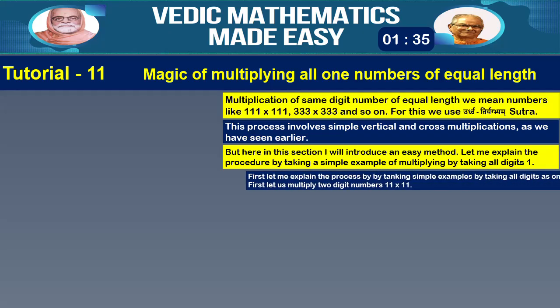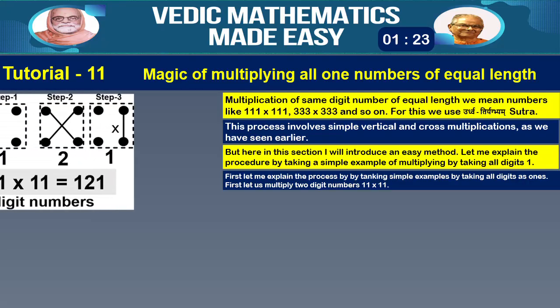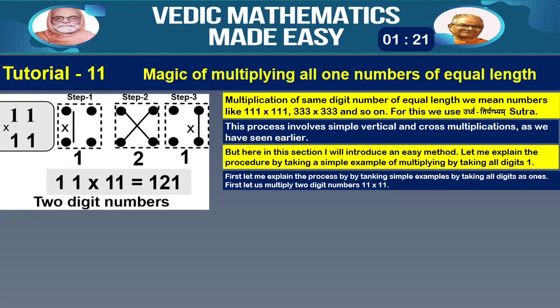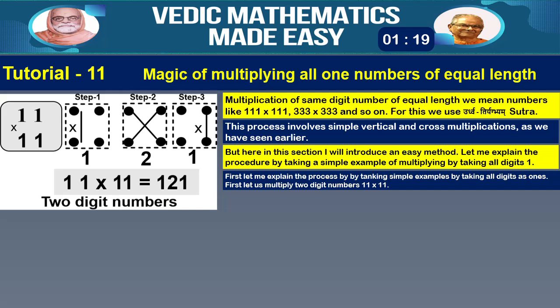First, let me explain the process by taking a simple example of multiplying numbers with all digits as ones. First, let us take the example of multiplying two-digit numbers like 11 into 11. You know there are three steps in it. Step 1 gives 1, step 2 gives 2, and step 3 also gives 1. So, 11 into 11 is equal to 121.